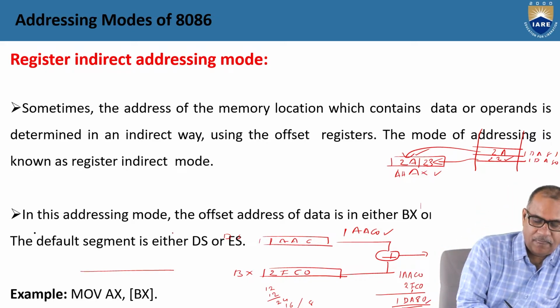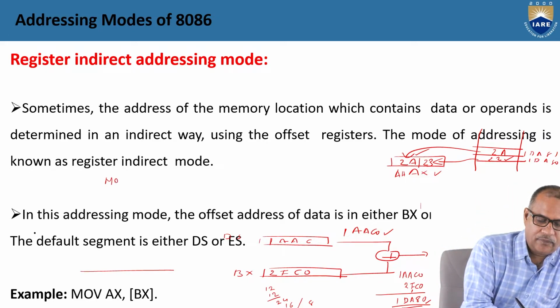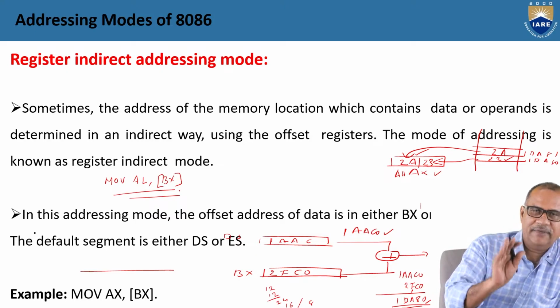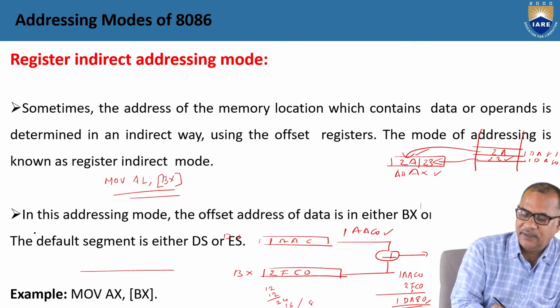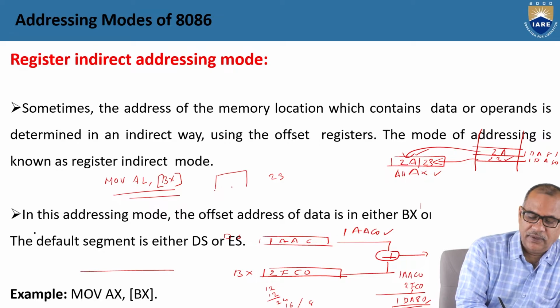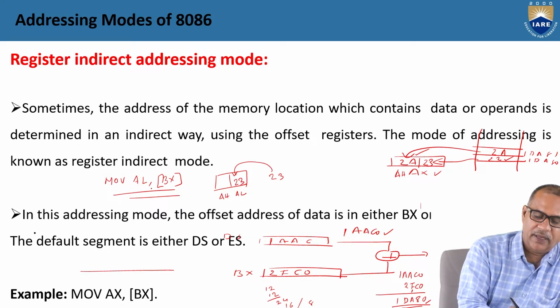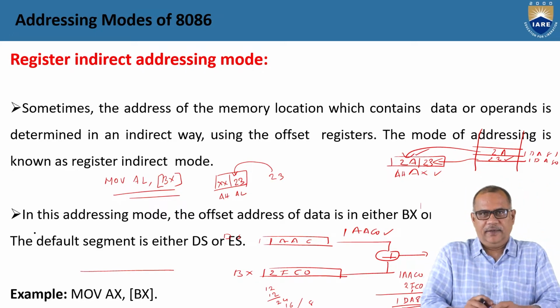Suppose I say MOV AL, [BX]. In this case, what happens? Only one byte of data is transferred. What is that one byte? 23. So 23 only is transferred to AX, that is AH and AL. This 23 is only transferred because I am putting MOV AL, [BX]. So AH is don't care, not valid.